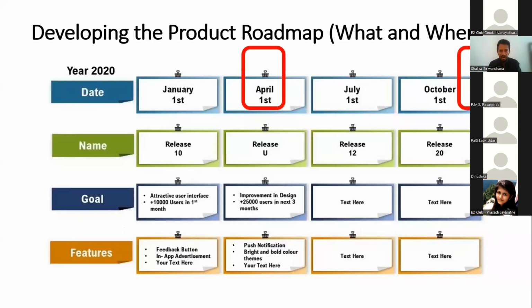So this is how a product roadmap looks like. So you have the year, that means the time that you start, the name of the critical milestone you want to achieve, just like product 1, product 2, a change in the product version, can be any change in your product. These are not just innovations, these are innovation plus product conversions. Then you have a goal. Now in this example, you can say attractive user interface plus 10,000 users in the first month. So these are like product targets. Improvement of the design, changes to the product variations.